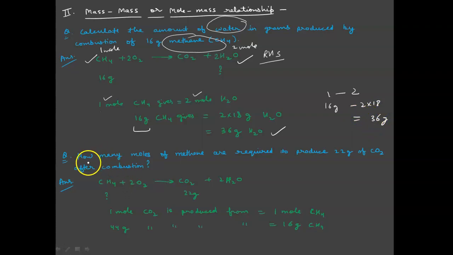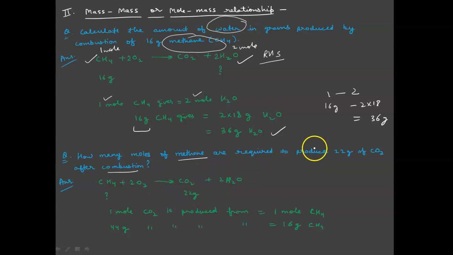Now comes the next question. How many moles of methane are required to produce 22 gram of CO2 after combustion? First of all, methane combustion: CH4 plus O2 giving CO2 plus H2O. On balancing, this is 2, this is 2.